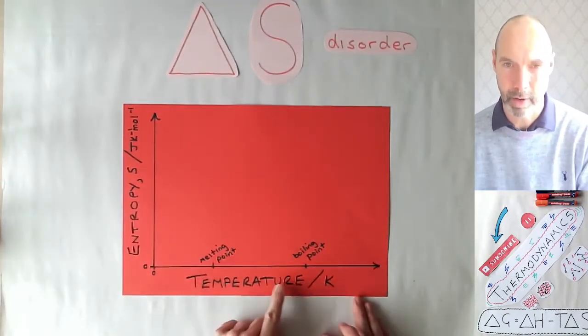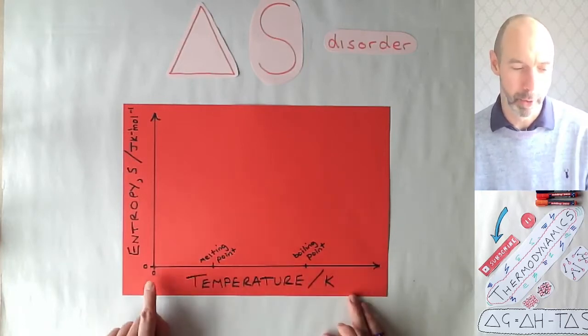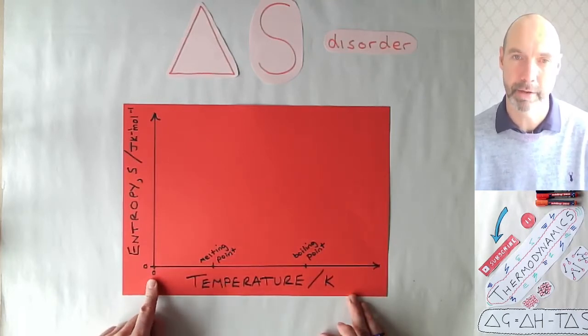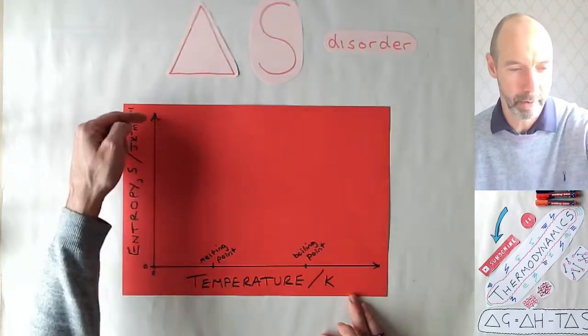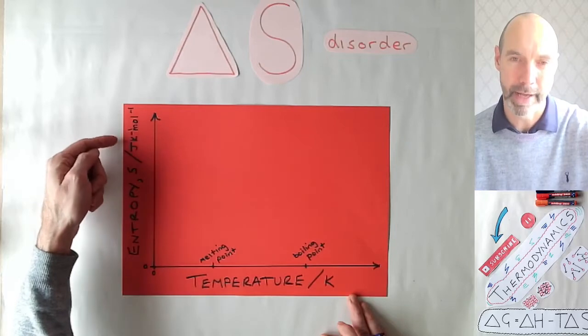Now this on our x-axis is temperature, and it's in kelvins. The lowest possible temperature is 0 kelvins, that's absolute zero, which is minus 273 degrees C. And on our y-axis we've got entropy, S. More on the units later.